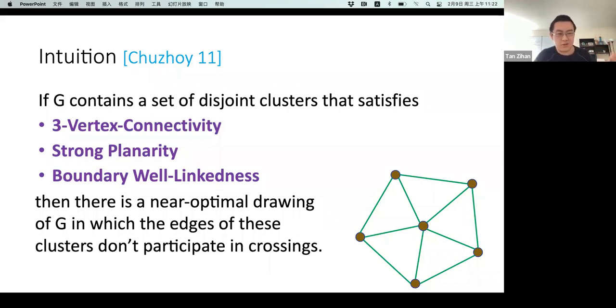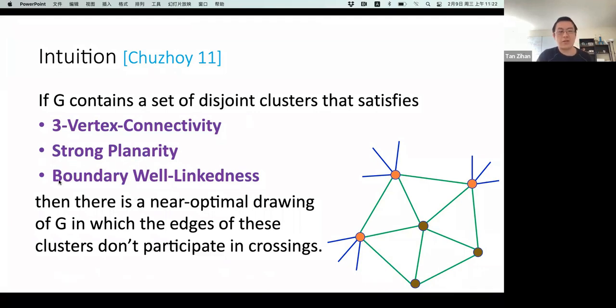So it has a unique planar drawing, and strong planarity requires that all the boundary vertices, which are the vertices incident to edges that do not belong to this cluster, so basically the endpoints of the intercluster edges in this cluster, these orange vertices in this picture, have to lie on the same face of the unique planar drawing of this cluster. This is planar and 3-vertex connected, so it has a unique planar drawing, and these boundary vertices have to lie on the same face of this drawing. This is what we call strong planarity.